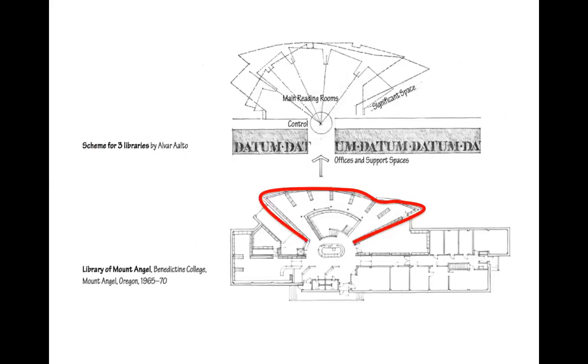Refer to the design of Alvar Aalto, where you observe the shape of the library area and the utilization of the space for the reading room. So this is a form of transformation. You see the shapes that have changed and how he utilizes the space for the reading room.